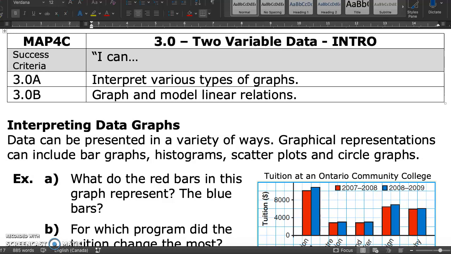MAP4C 3.0 two-variable data intro. In this chapter, what we're going to do is investigate the different visual representations of data with both one and two variable data.